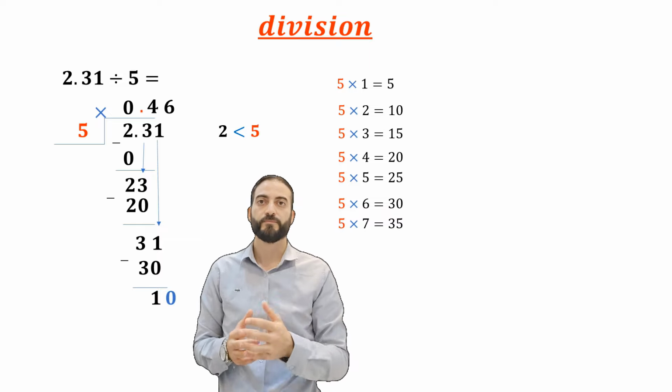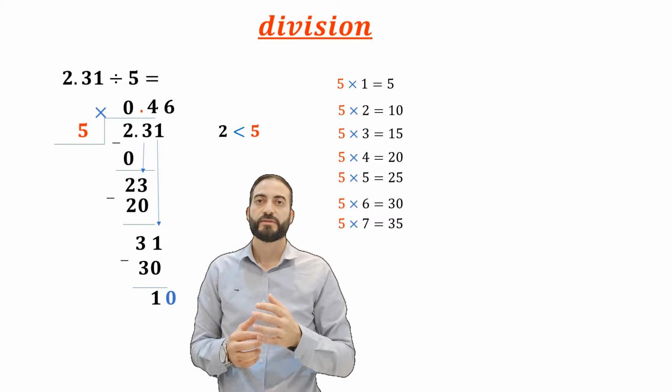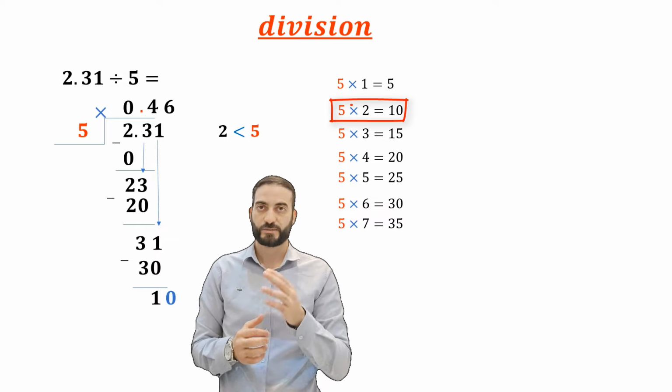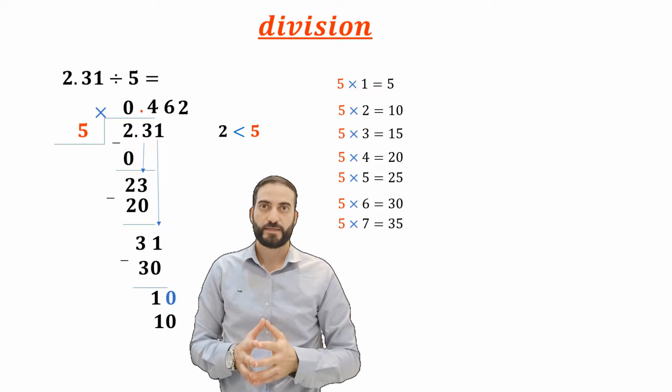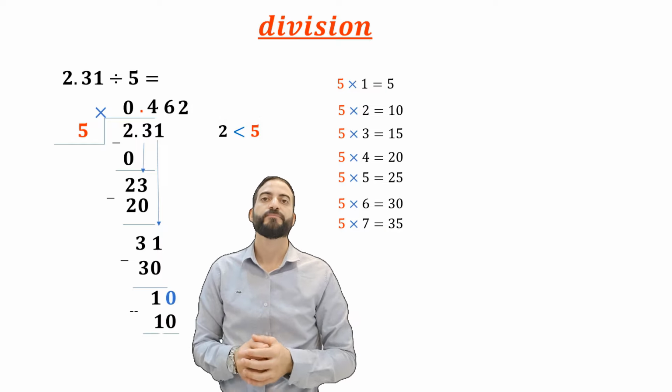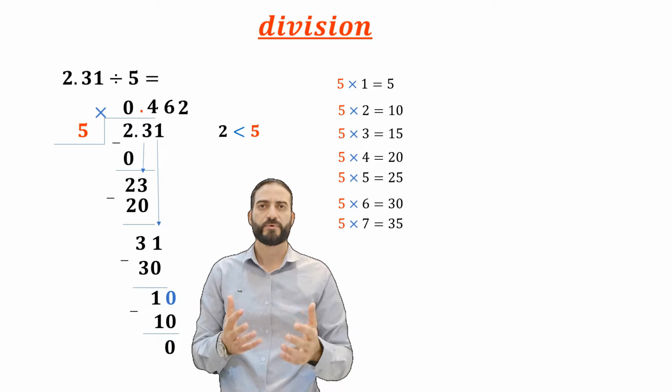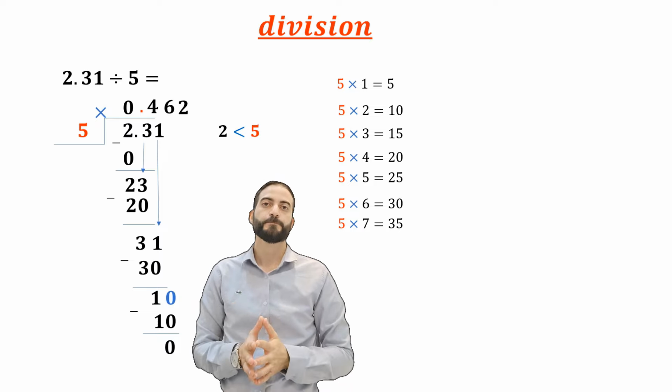So we get 10. We notice that it is here 5 times 2 equals 10. So we put this 2 here and multiply it by 5 to get 10. Here we do subtraction. 10 minus 10 equals 0, and the process ends.